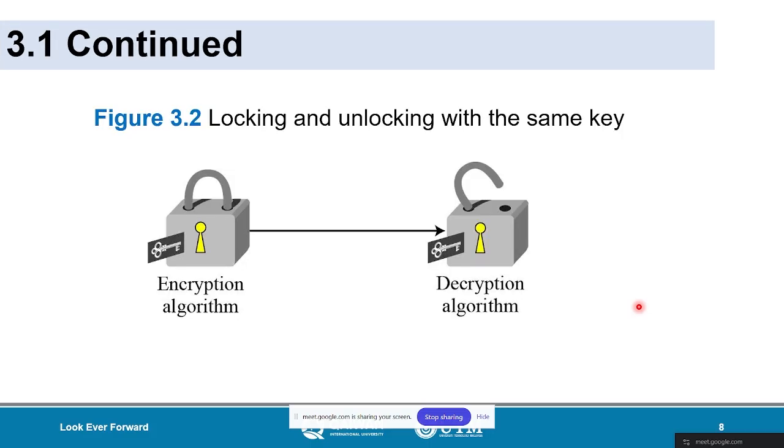this is figure 3.2, locking and unlocking with the same key. You see, in the symmetric, we will use the same key. Okay? Same key for encryption, same key for decryption.